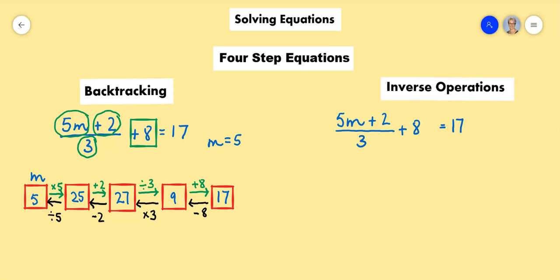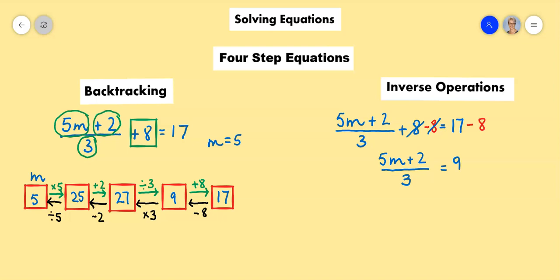Let's solve the equation now using inverse operations. We can see from our flowchart that the first thing that we had to do to undo our equation was to minus 8. So we're going to minus 8 from both sides of the equation. Plus 8 and minus 8 cancel out, and I'm left with 5m plus 2 over 3 is equal to 17 minus 8, which is 9.